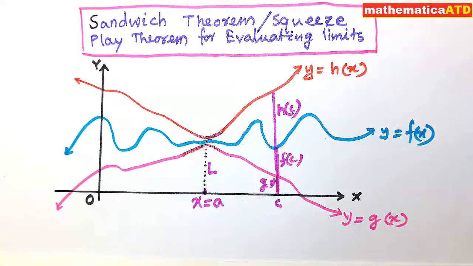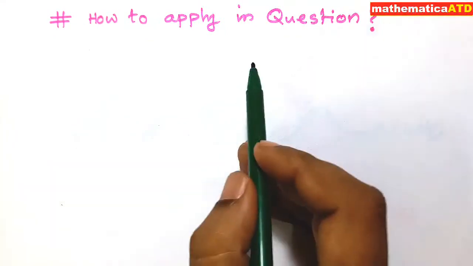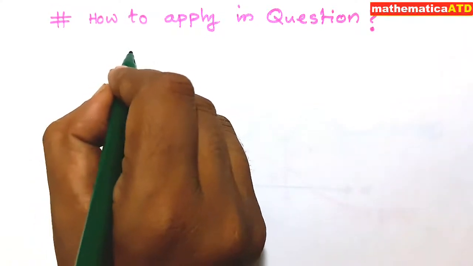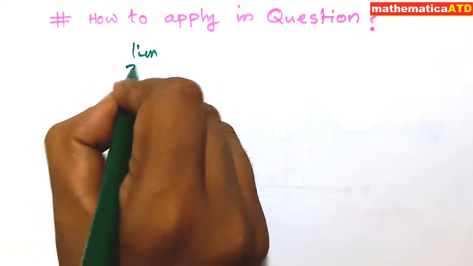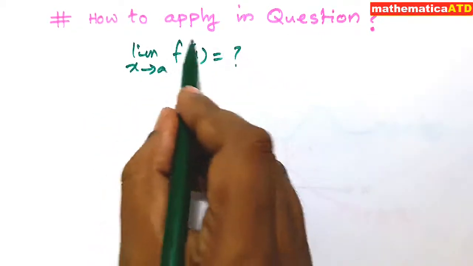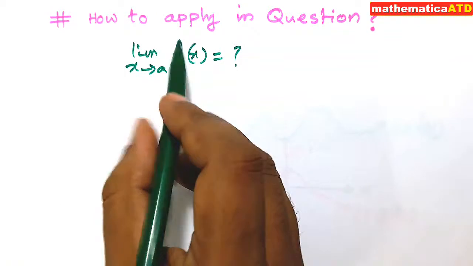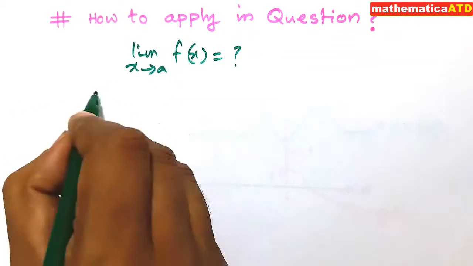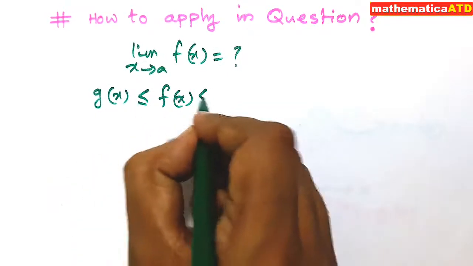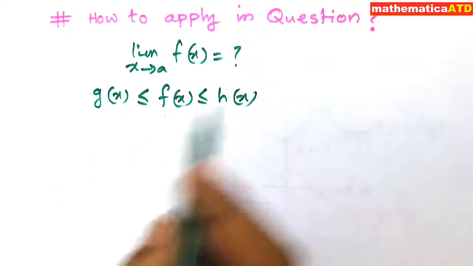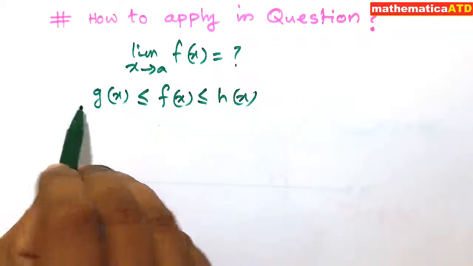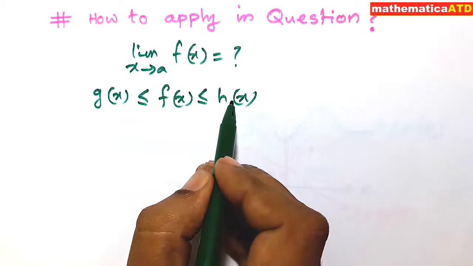Okay friends, how to apply the sandwich theorem in a question? Suppose it is asked to find the limit as x tends to a of f(x). Then squeeze this function f(x) in between two functions g(x) and h(x) such that g(x) is less than or equal to f(x), less than or equal to h(x). We are just squeezing f(x) in between the other two functions g(x) and h(x).